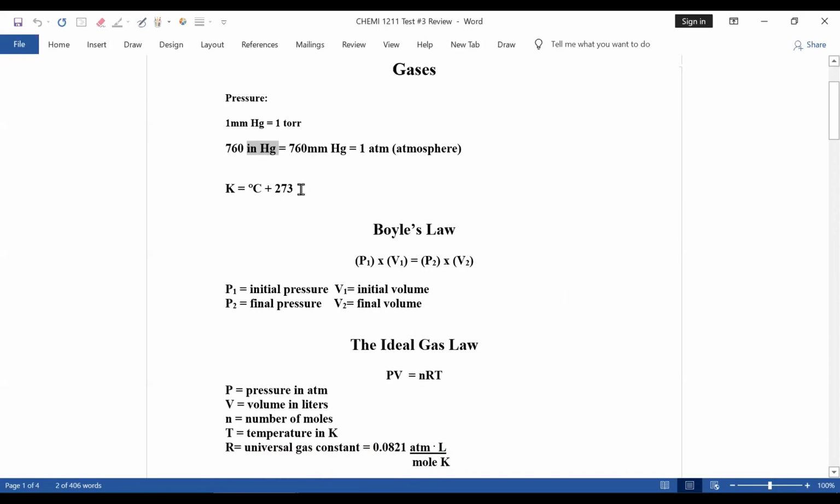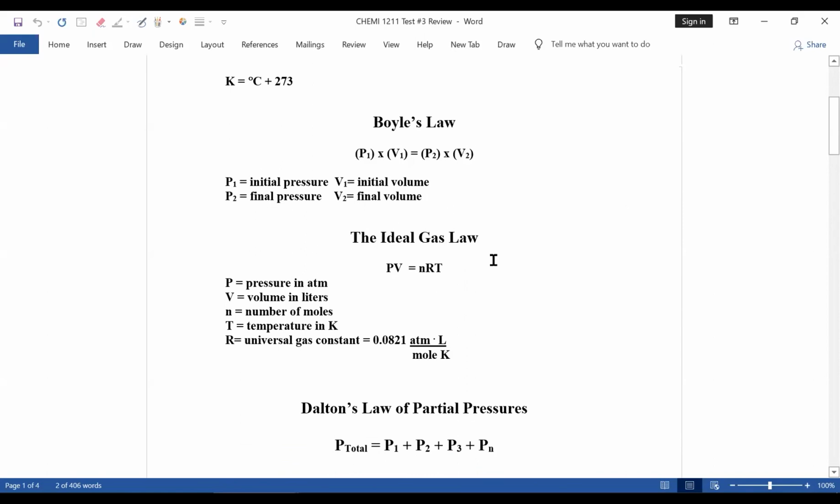Don't forget, in gases, you measure Kelvin more often than Celsius, and Kelvin equals degrees C plus 273. Now, I taught you Boyle's law: P1 times V1 equals P2 times V2. In a little while, I'm going to go through some of the problems I should get to today on the gas law problem set.